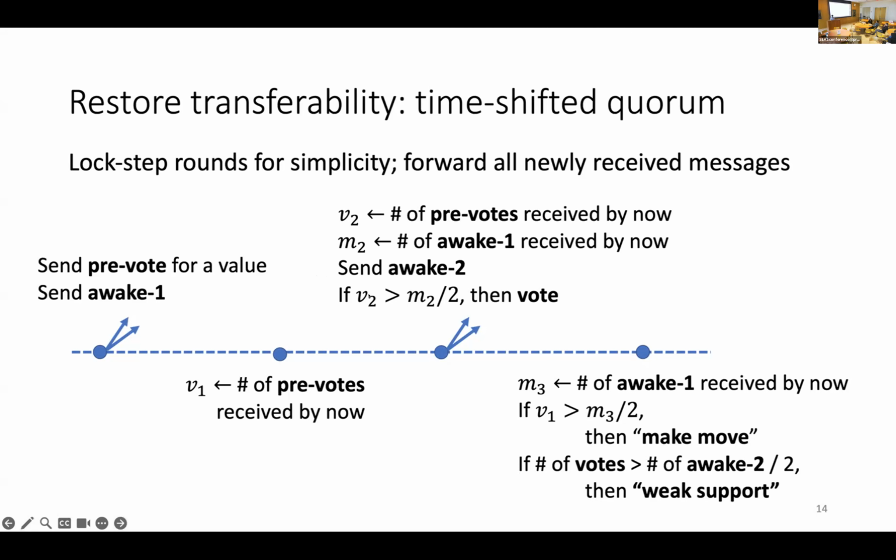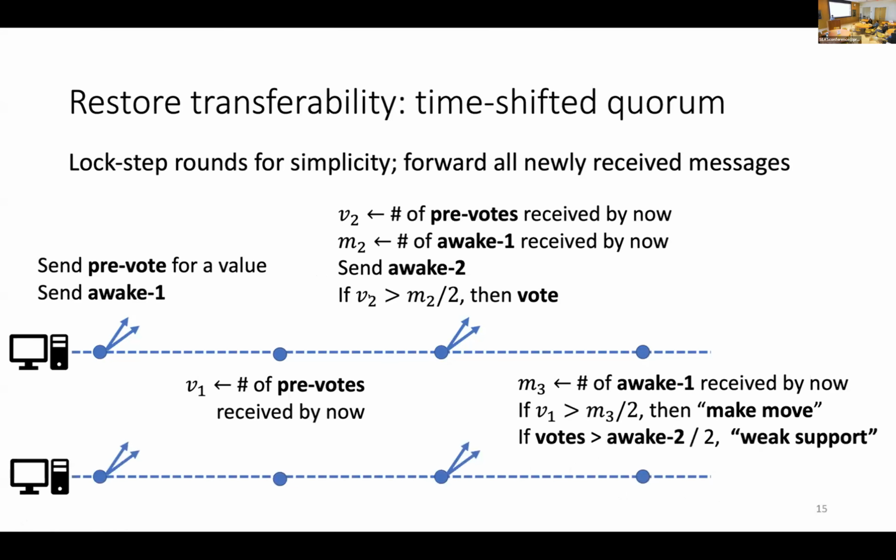So why is this right? Why does this restore the transferability? Let's see that, let's bring in another node. We want to argue that if the bottom node makes a move here, everybody will vote. Therefore, everybody will see enough votes greater than half of awake 2, so they will weakly support that move. Here's how it goes.